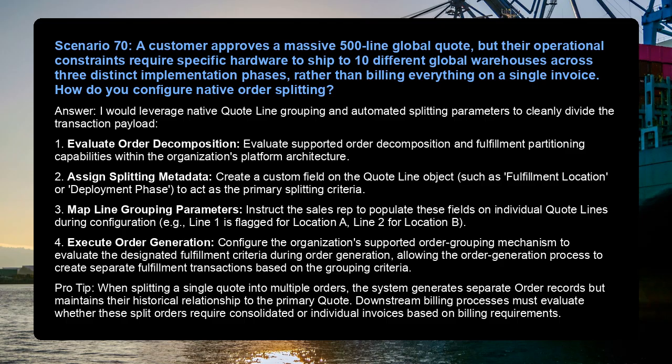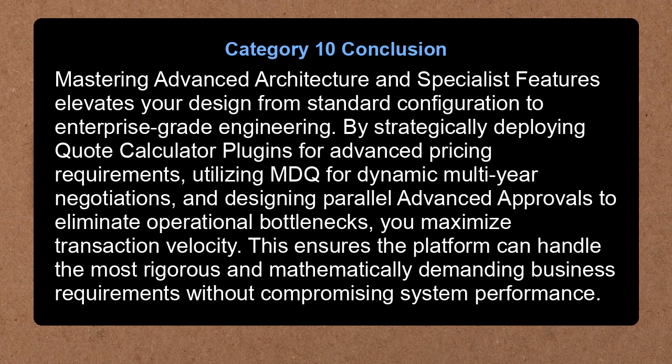Pro tip: when splitting a single quote into multiple orders, the system generates separate order records but maintains their historical relationship to the primary quote. Downstream billing processes must evaluate whether these split orders require consolidated or individual invoices based on billing requirements.